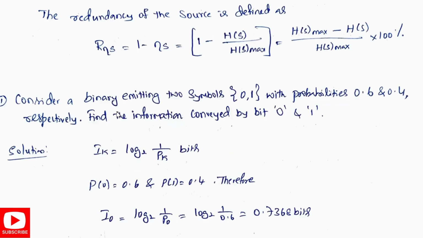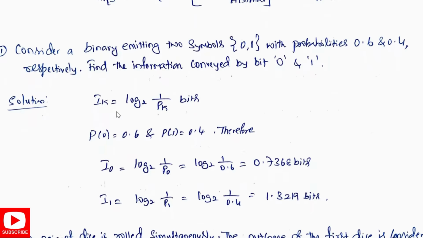Now let us consider a problem. Here a binary source emits two symbols with probabilities of 0.6 and 0.4. We need to find the information conveyed by the bits 0 and 1. So Ik is equal to log 2 of 1 by pk. We know this formula. Applying this formula for 0 and 1, we get log 2 of 1 by 0.6 and log 2 of 1 by 0.4. So these two are the required answers.